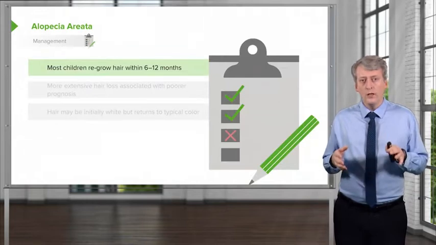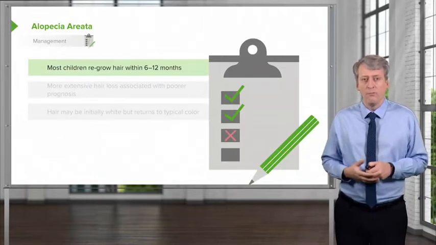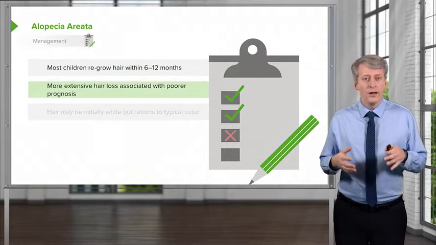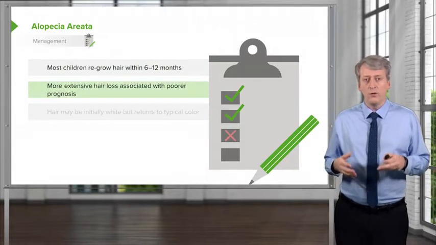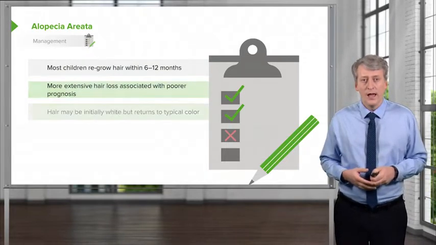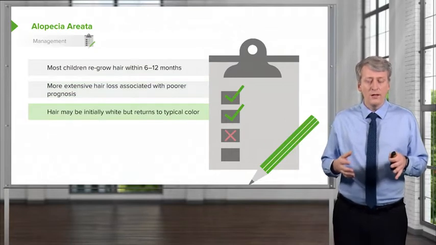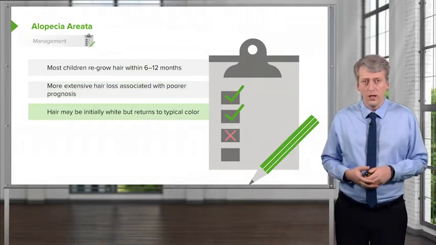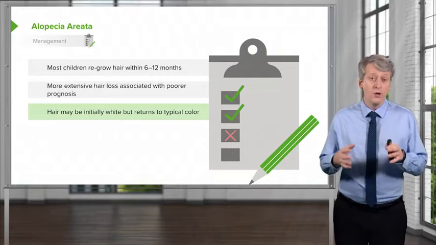Most children will regrow hair within a 6 to 12 month period. More extensive hair loss is associated with a poorer prognosis. And the hair may initially look white, but generally returns to typical color. Some patients do not regrow the hair.